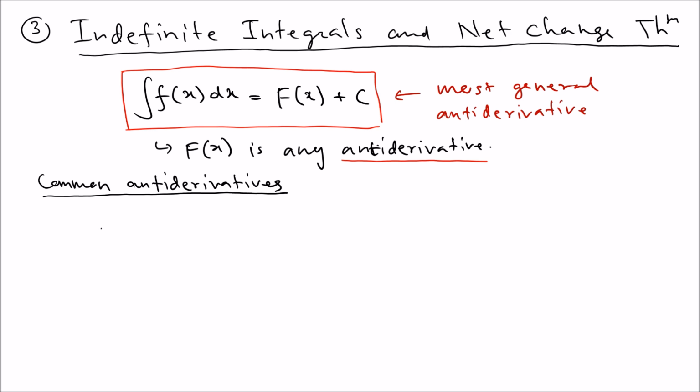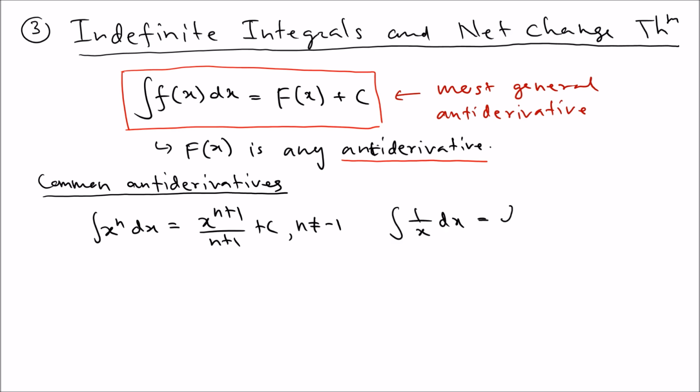What is the most important one is the power rule, the integral of x^n dx. This is x^(n+1) over n+1, plus c. This works when n is not equal to negative 1. If n equals negative 1, this looks like the integral of 1 over x dx, which is the natural log of x, plus c. Those are two very important ones.